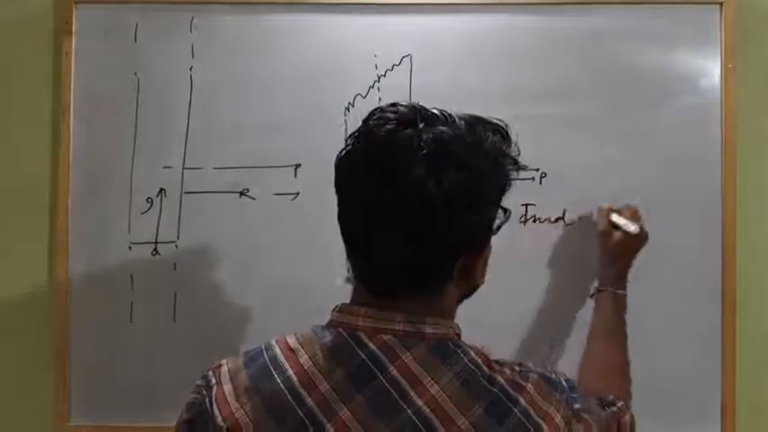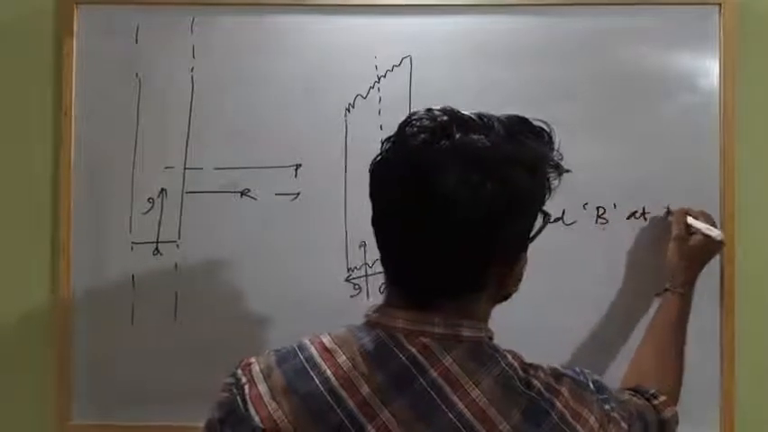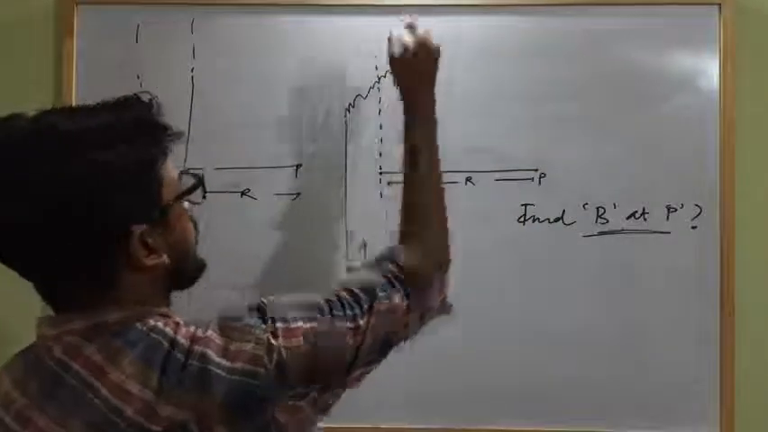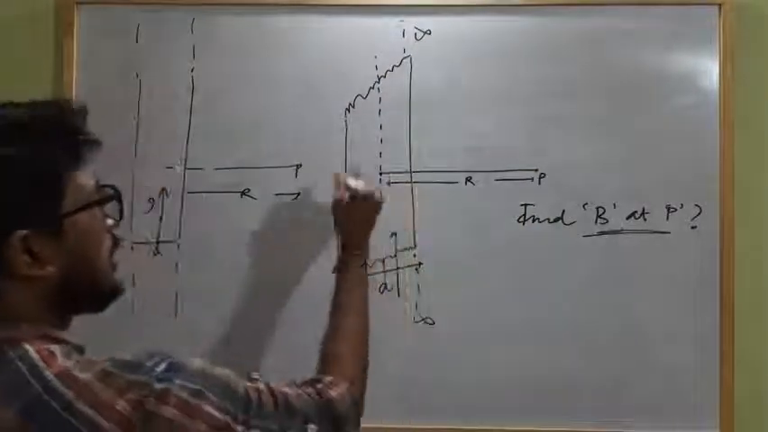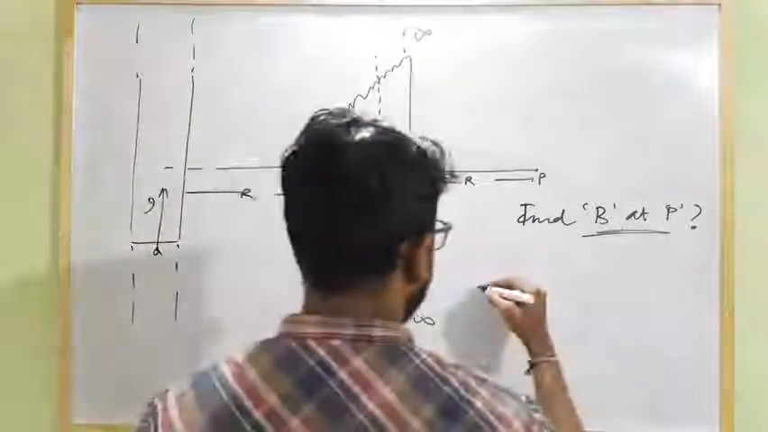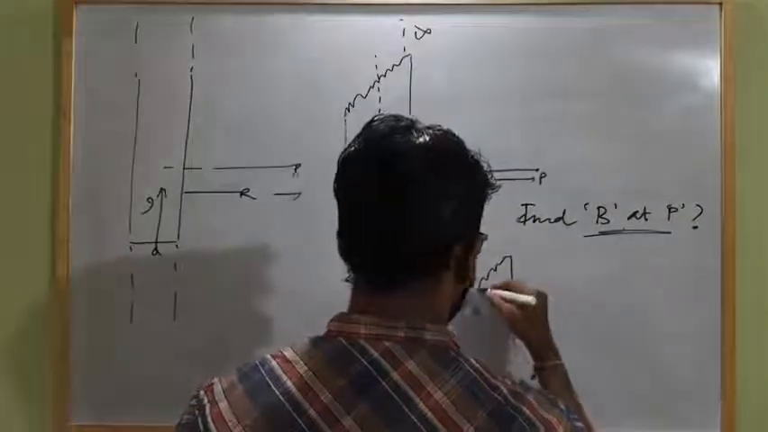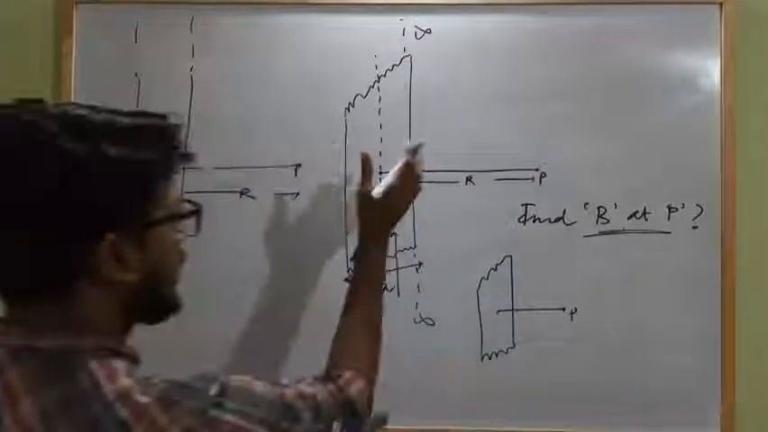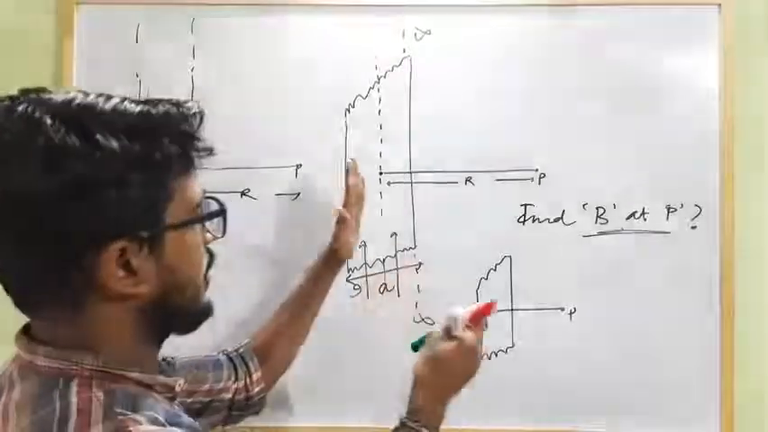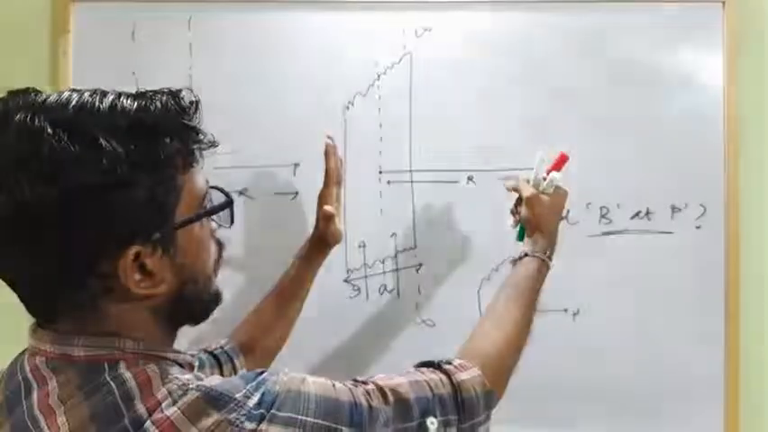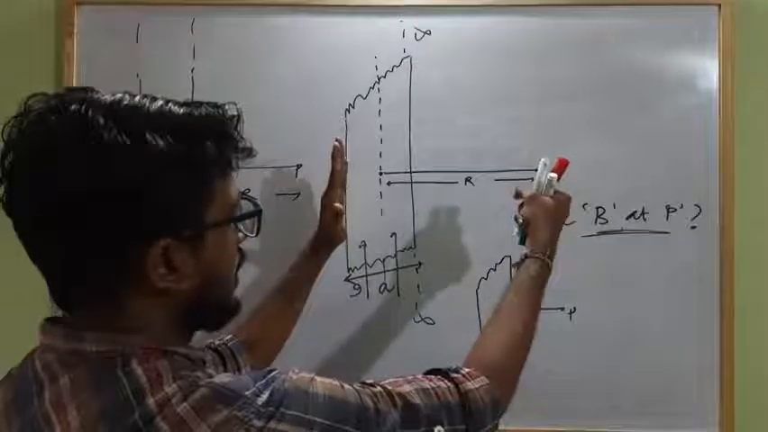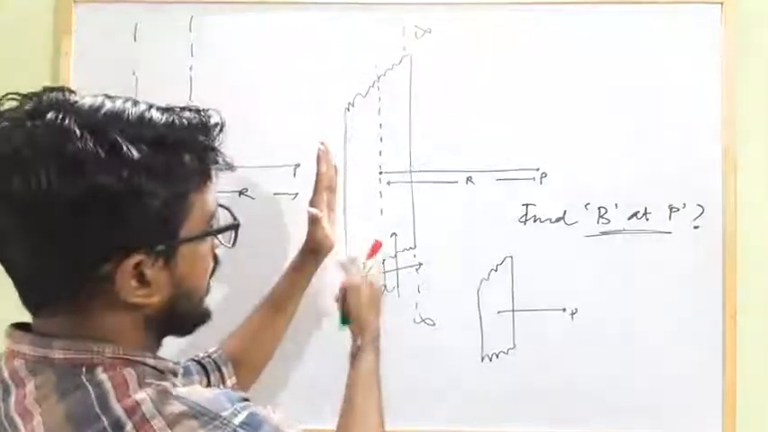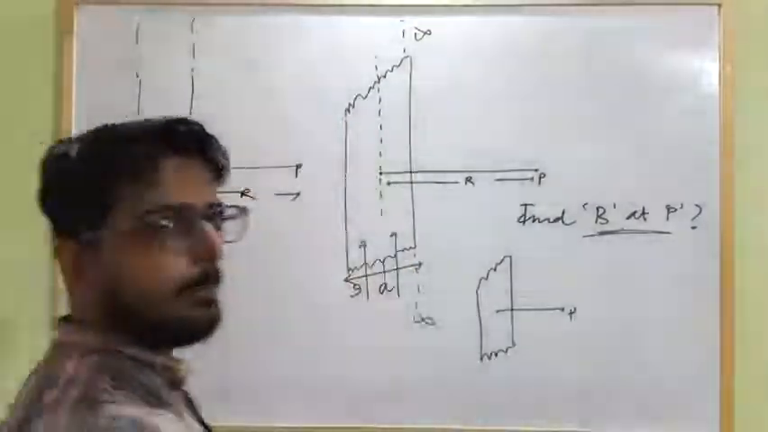Find B at P due to this, extended up to infinity. Okay, and the segment is 3-dimensional. Just imagine the segment is like this. Now here is the point of observation P. This is 3-dimensional. The segment is like this, and this is the point of observation P. We have to find the magnetic field strength here due to this infinite sheet of width A with current I flowing like this. Okay, thank you.